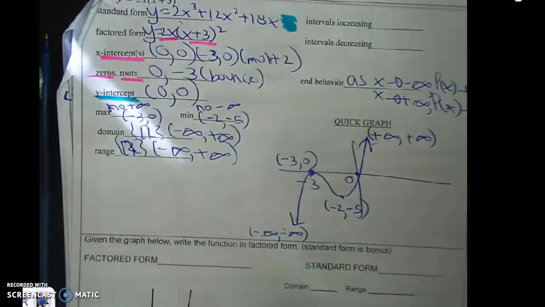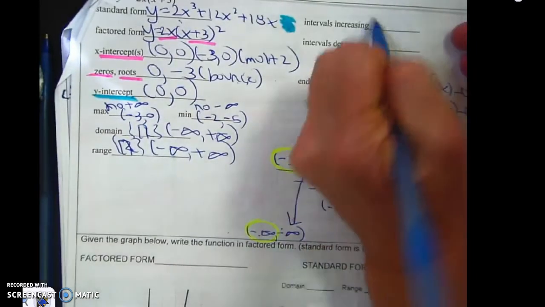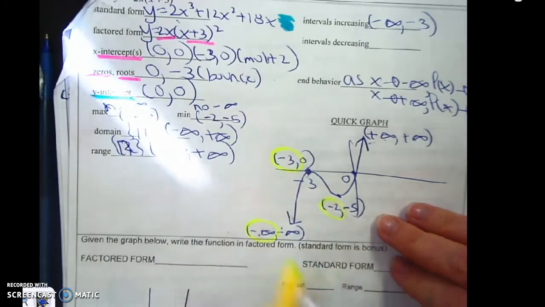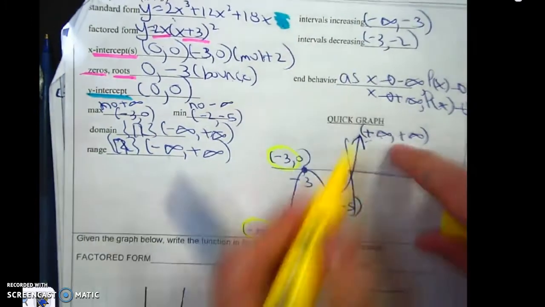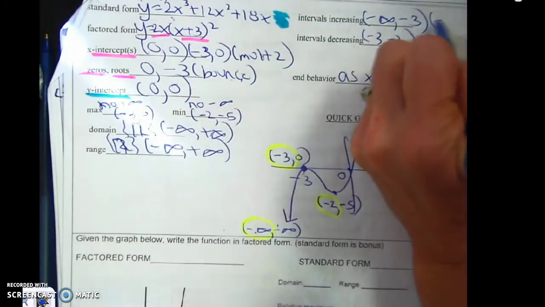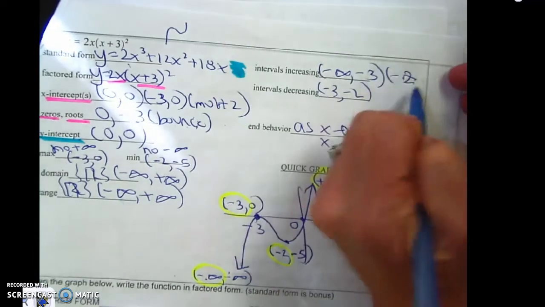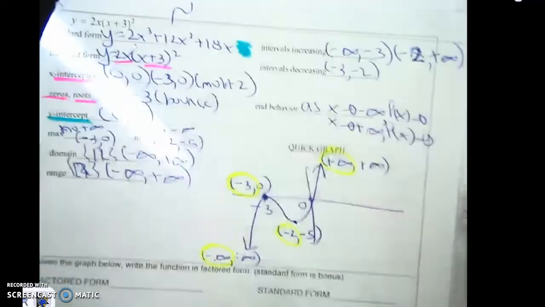The intervals where it's increasing and decreasing. So from negative infinity to negative 3, it's going up. From negative 3 to negative 2, it's going down. And from negative 2 to positive infinity, it's going back up. Negative 2 to positive infinity, up.